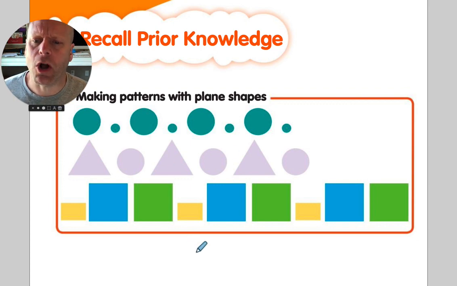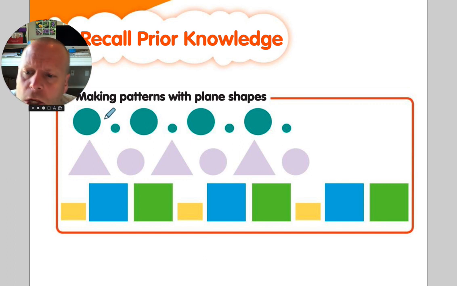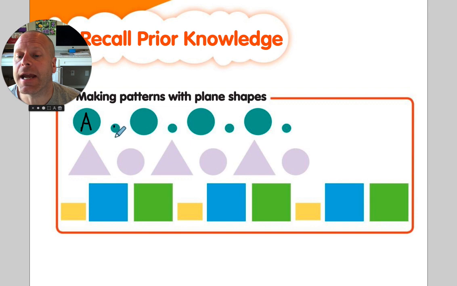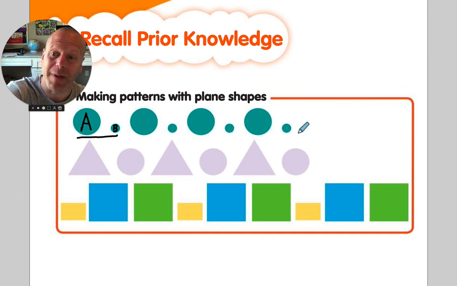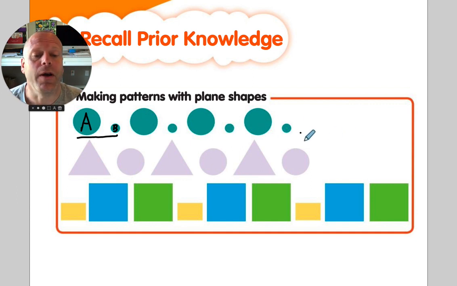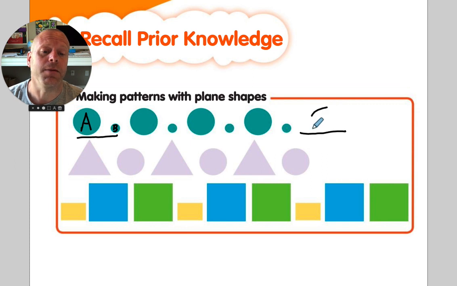If you were to recall your knowledge about patterns, you would remember that here we have a big circle, little circle, big circle, little circle. This is referred to as an A-B pattern, and this is the part of the pattern that repeats itself. So it's big, little, big, little, big, little. Keeps going, right? So if I wanted to tell what would be coming next, A, B, A, B, A, B, A, B, A. It's going to be another one of those big circles, right?